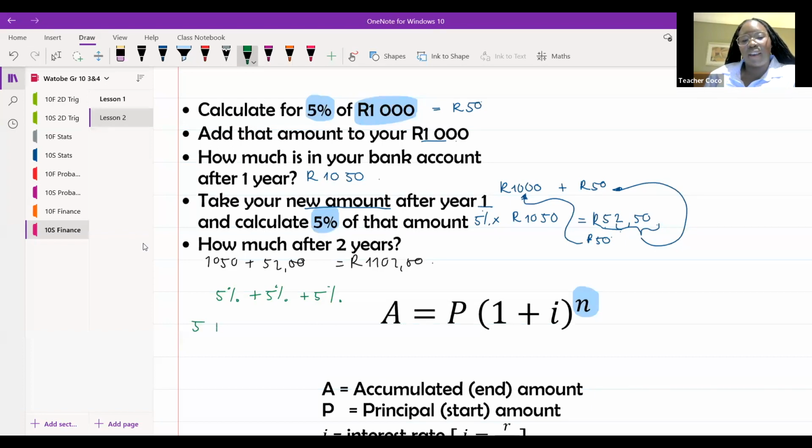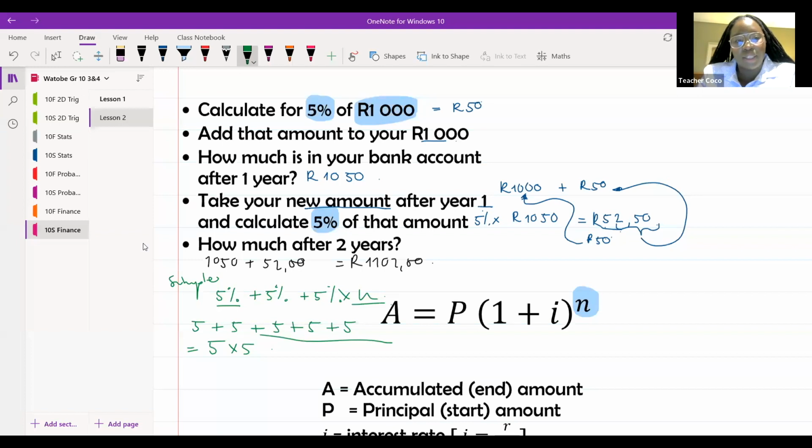But let's convert these into numbers. If I have 5 plus 5 plus 5 plus 5 plus 5, what's the easier thing to do? Instead of writing plus all the time, I can just go 5 times 5. Correct. So when we're calculating for simple interest, I can just go 5% times n, which is however many times I'm going to calculate for that interest rate. That's simple interest.